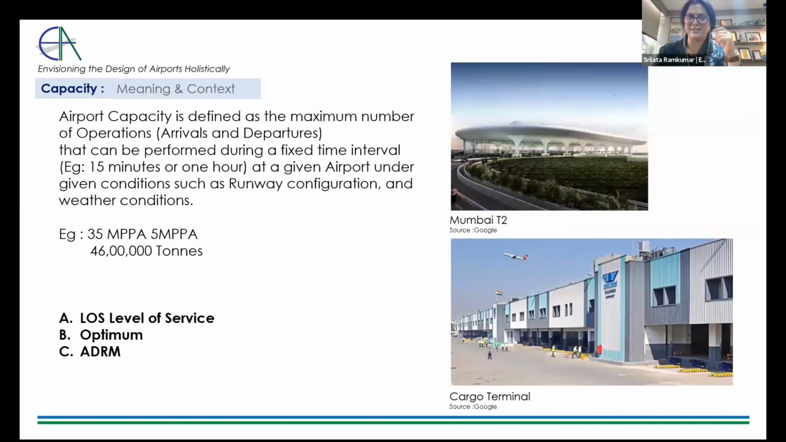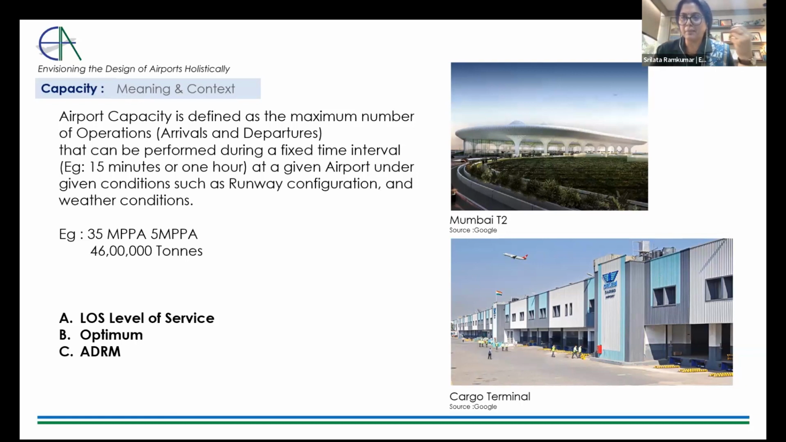Then the word is capacity. Airport capacity is defined as the maximum number of operations, that is arrivals and departures, that can be performed during a fixed time interval. It could be for 15 minutes or 1 hour at a given airport under given conditions, such as runway configuration, weather conditions, etc. So generally the capacity of an airport is spoken of as million passengers per annum. We say it is a 35 MPPA, meaning 35 million passengers per annum.